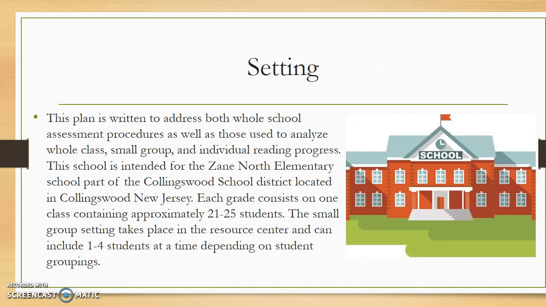So this plan was written for the Collingswood School District, more specifically at the elementary level, and even more specifically at my school, the Zane North Elementary School. However, the assessments that you'll see at the elementary level at my school are really what's going to carry out throughout the district, in order to create cohesion across all 5 elementary schools. At my school and most of the elementary schools in Collingswood, we only have one classroom per grade level. And those classrooms are about 21 to 25 students. So it's a very small school district in a small town.